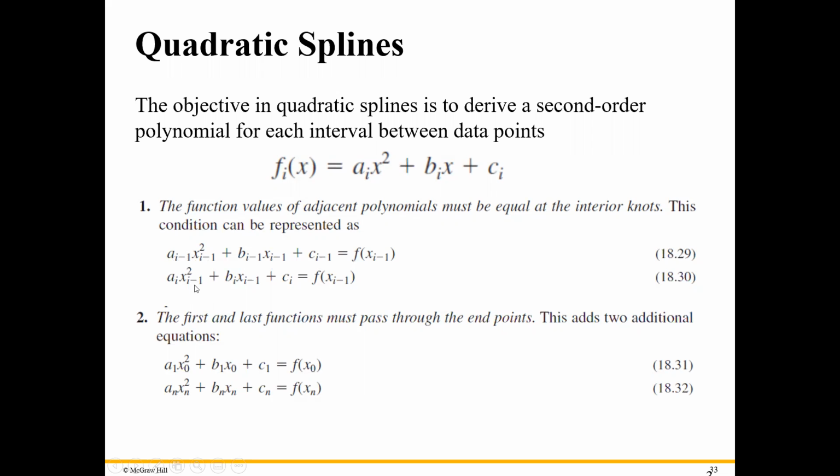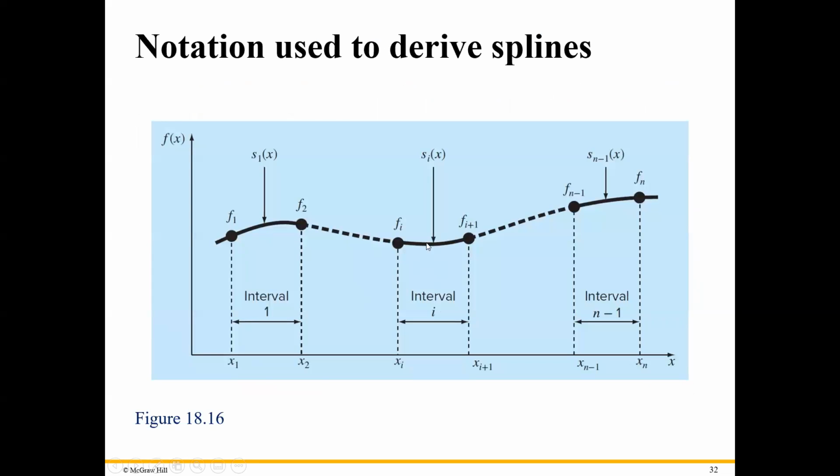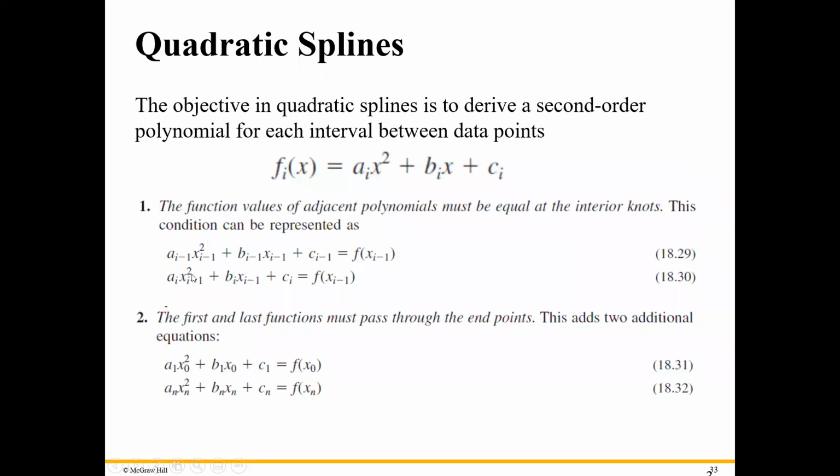Similarly, for the next interval, the coefficients will be different, but the common data point will be the same, which is x i minus 1. Okay. So for this data point, the value that will be calculated will be the same. So we can equate these two values and then we can get a relationship.